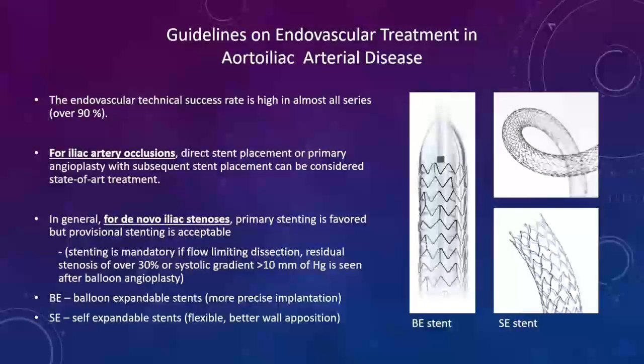In the situation of the aortoiliac arterial disease, the endovascular technical success rate is around 90% and over. For iliac artery occlusion, the direct stent placement or primary angioplasty with subsequent stent placement can be considered as a state-of-the-art treatment. In general, for de novo iliac stenosis, the primary stenting is favored, but provisional stenting is acceptable. The stenting is mandatory if we have flow-limiting dissection, or residual stenosis over 30%, or a systolic gradient of more than 10 mm of mercury is seen after balloon angioplasty.